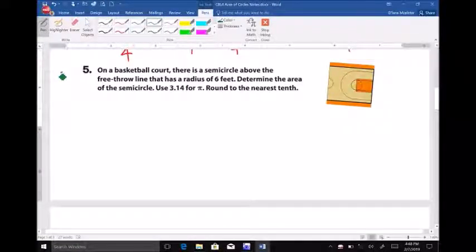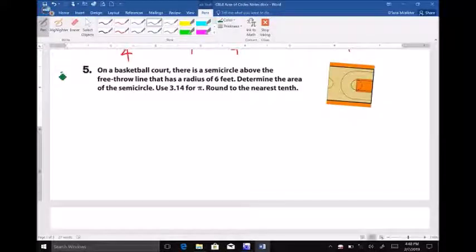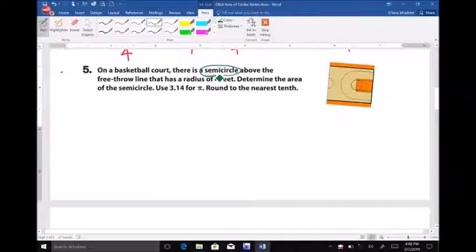Sometimes they will ask you about a specific type of circle inside of a word problem, similar to number 5 here on our notes. On a basketball court, there is a semicircle above the free throw line. Now, a semicircle means we're going to be doing what? That is correct. We will divide by 2. It also tells us it has a radius of 6 feet.